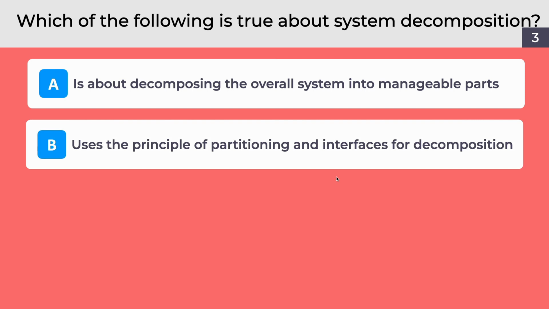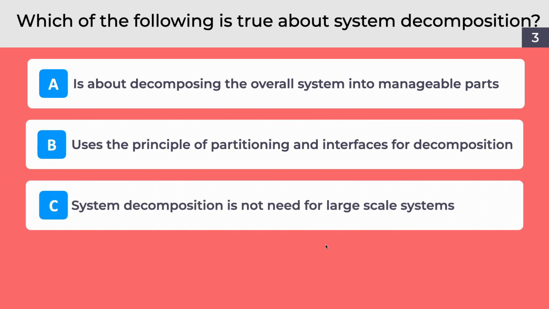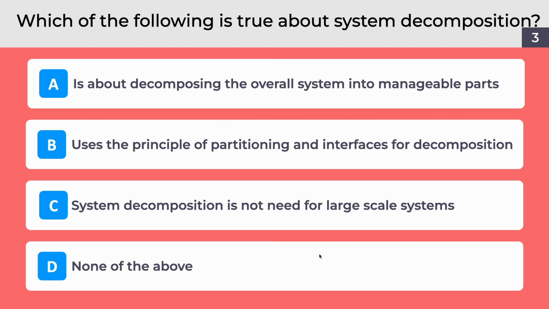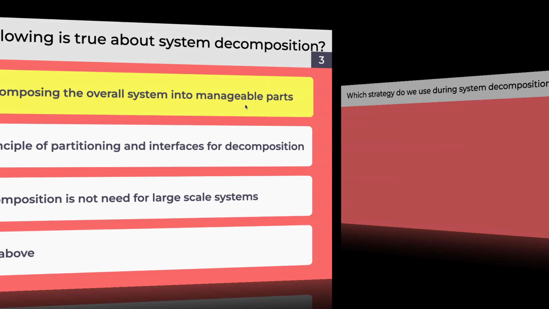Okay, let's look at the next one. Option C, system decomposition is not needed for large system. This definitely is not correct because no matter what the scale of the system is, you need to decompose your system into smaller parts. And more importantly, if we're talking about large scale system, you definitely need to do system decomposition. None of the above. We'll go with option A because that seems to be correct, and system decomposition is all about decomposing system in manageable parts. Let's see. Cool, we got that. Let's move on to the next one.